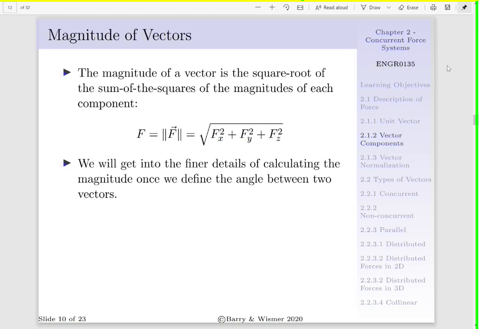Now we'll get into the finer details of calculating the magnitudes once we have a better way to describe the angle between two vectors, and we'll see how our i hats, j hats, and k hats drop out in this calculation. But until we get to that point, we will not worry.